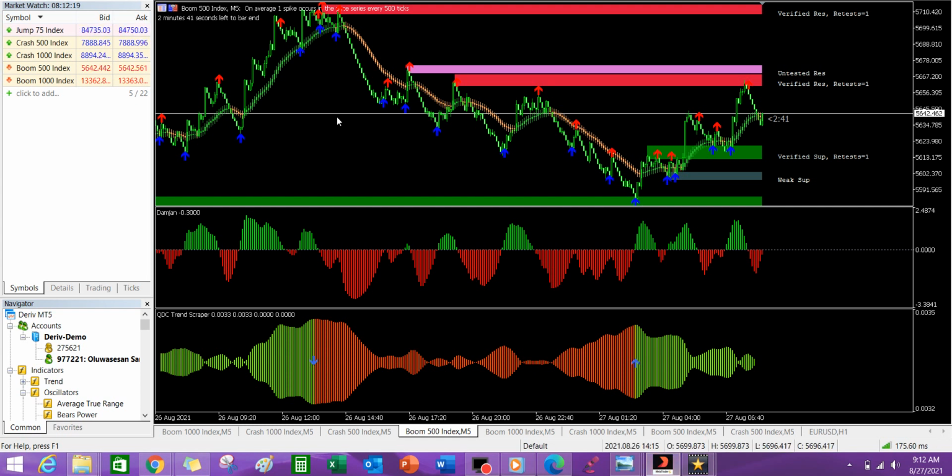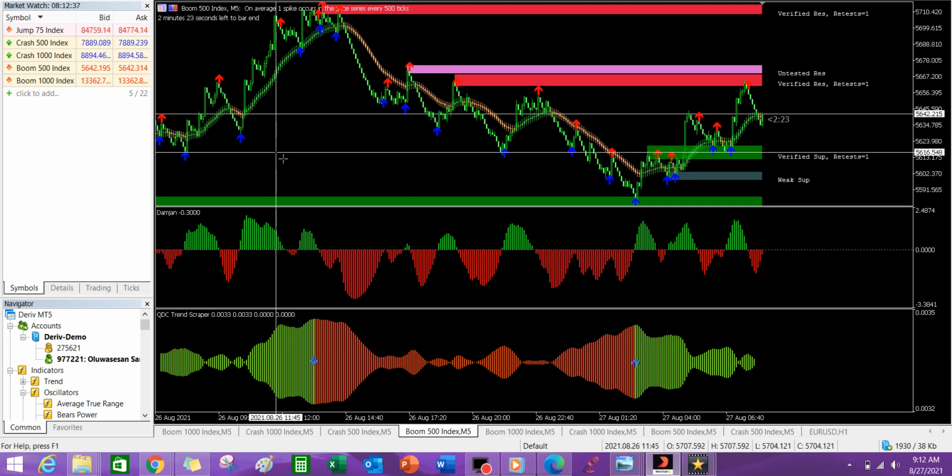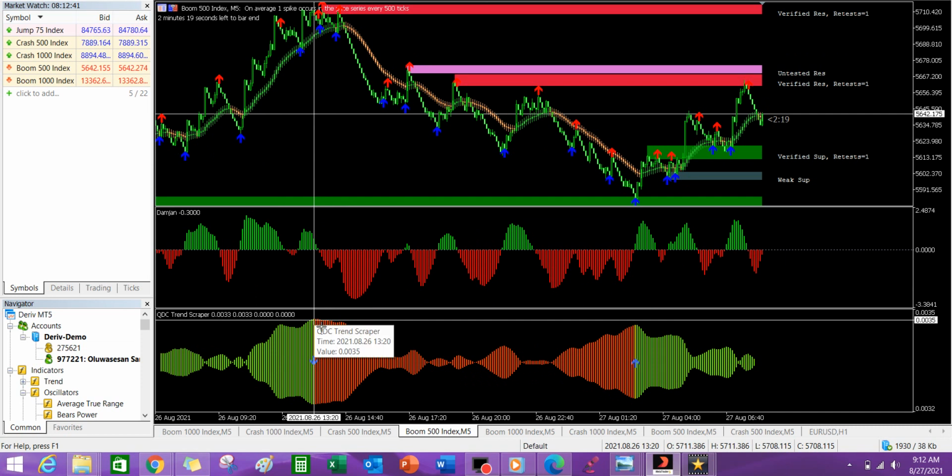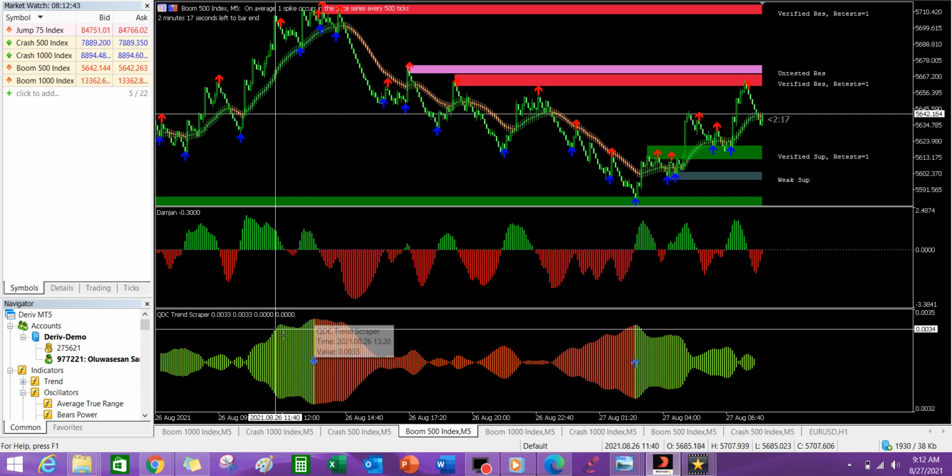So this is Boom 500, and this is the 5 minute time frame, just the way you have seen it. And right here is the trend trading indicator that is telling us the trend right from the beginning of the trend. I'm going to cite a few examples just for you to know. Just like right here, the trend is moving from an uptrend.